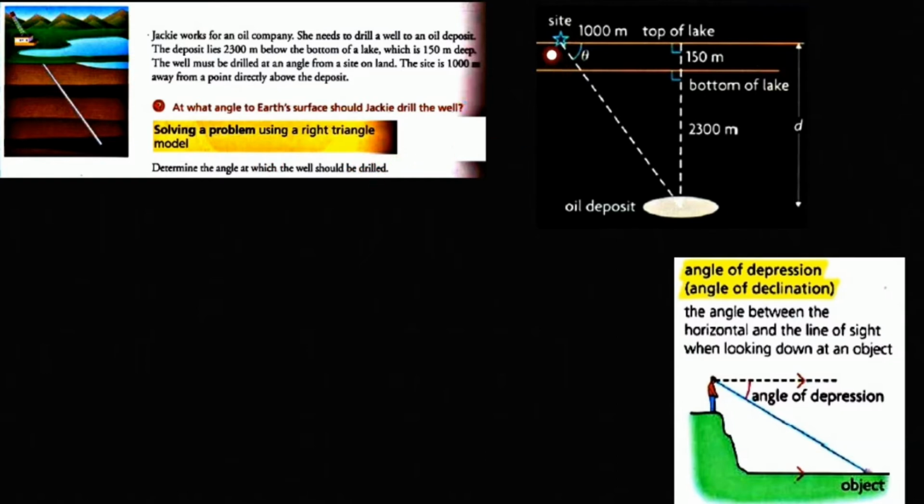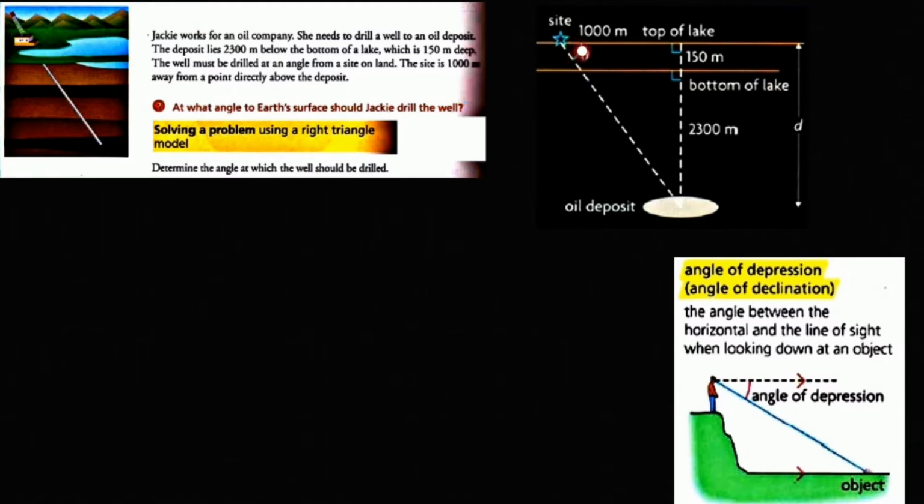So I draw a diagram here. This is the oil deposit, and this is the top of the lake. This is the drill site, and this is the bottom of the lake. So the lake is 150 meters deep from the top of the lake to the bottom, and the deposit lies 2,300 meters below the bottom. Right, this is below the bottom, and this is a right triangle.